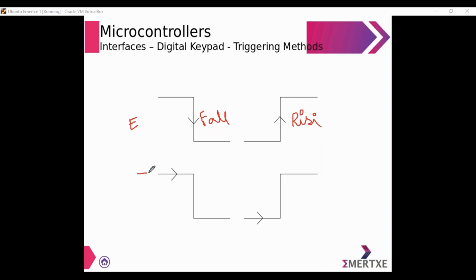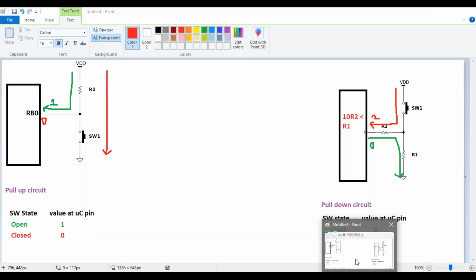Similarly, if the signal is high throughout, it is called high level. And if the signal is low throughout the switch press, we call it low level. Now, let us discuss which edge gets identified and which level gets identified whenever you press the switch in each of the circuits.